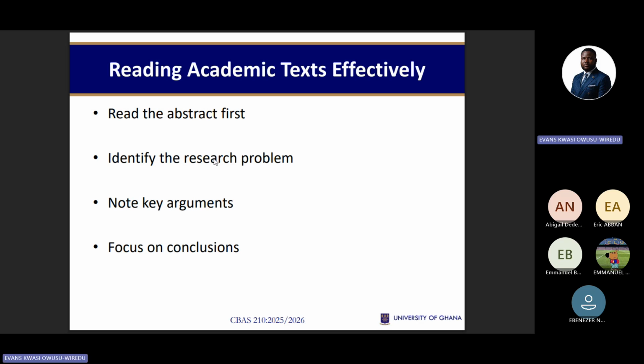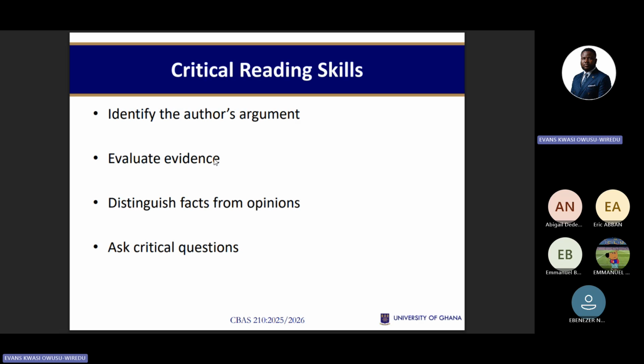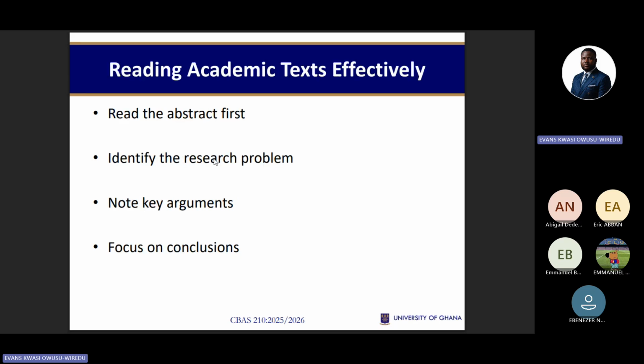So when you classify an academic text in these ways, you are able to understand effectively. So reading academic texts effectively, these are the points that help you to completely understand. And so the critical reading skills that you must have: first, identify the author's argument. So you see the argument, note key arguments.